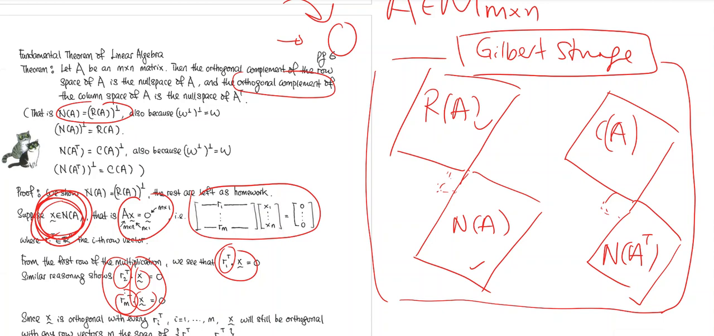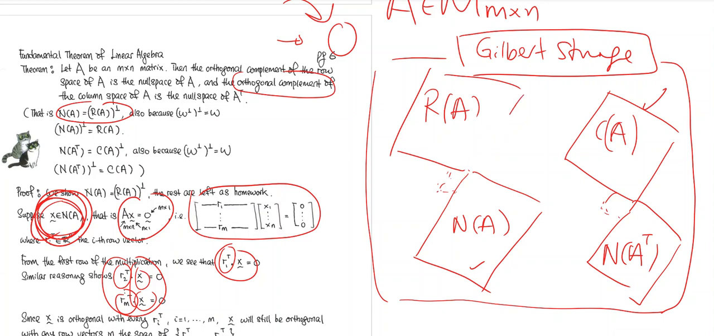So this is what we call the fundamental theorem of linear algebra. You have to mimic the proof that you have seen just now and try to establish the other proof, that the column space of A and the null space of A transpose are orthogonal complements of each other.